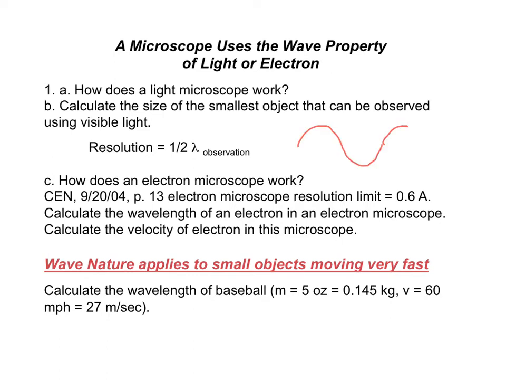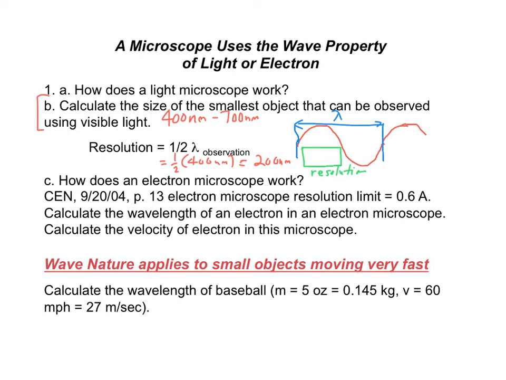A microscope's resolution is the smallest object that can be observed. So stop the video and answer this question for a light microscope. And the answer is 200 nanometers is 0.2 microns. So if I remember my biology, that allows us to use a light microscope to see inside a cell.